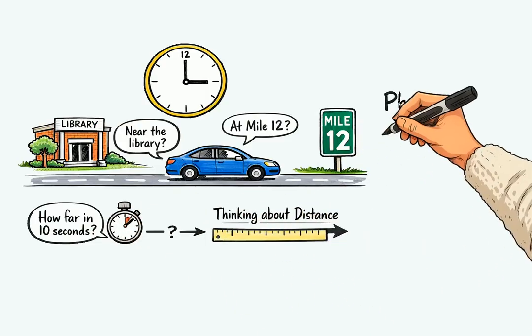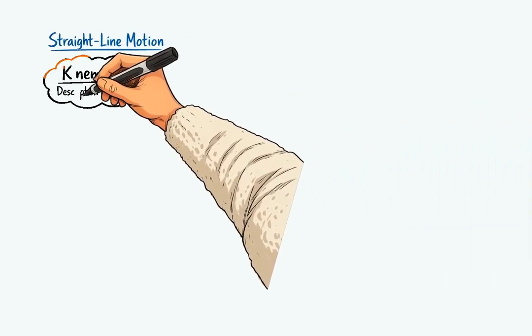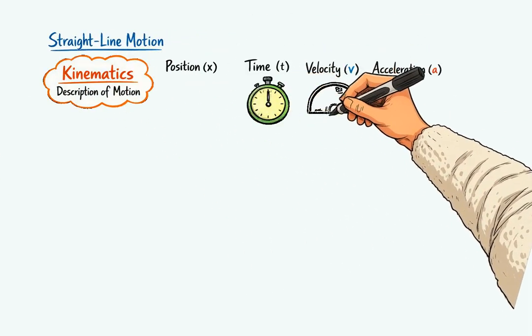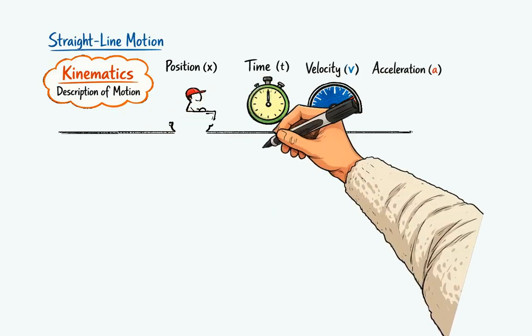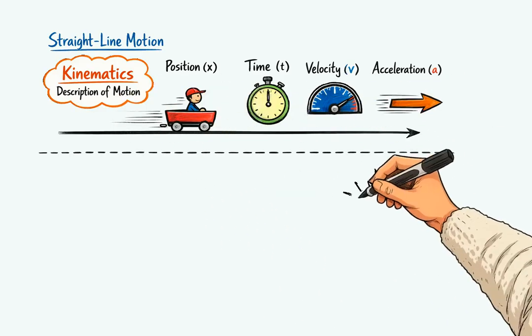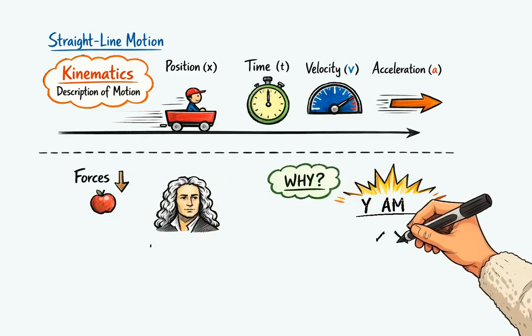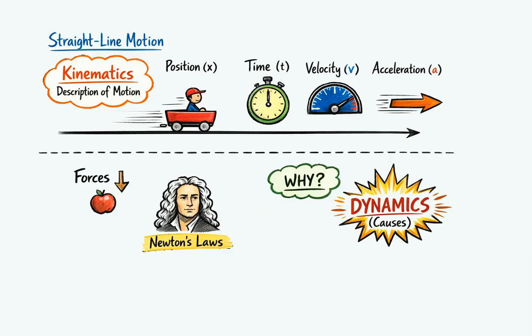Physics takes those everyday questions and makes them precise, so our description of motion is unambiguous and predictive, not just a narrative of what already happened. Straight-line motion is an ideal entry point because you can see the modeling clearly without drowning in complexity. In kinematics, we describe motion without explaining its causes. Forces and Newton's laws come later. For now, the goal is a clean, quantitative language built from measurable quantities: position, time, velocity, and then acceleration.